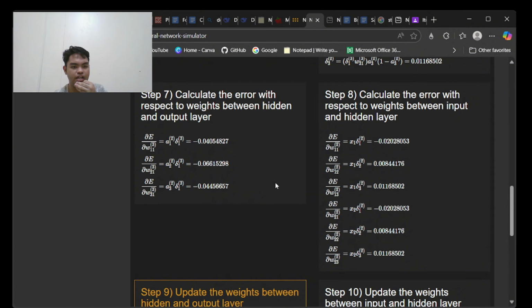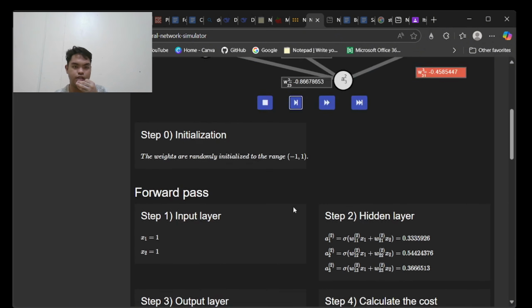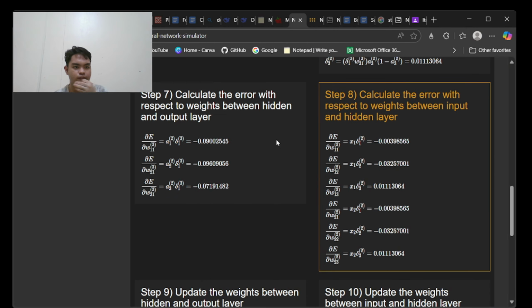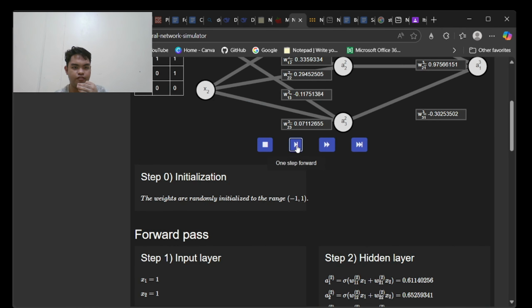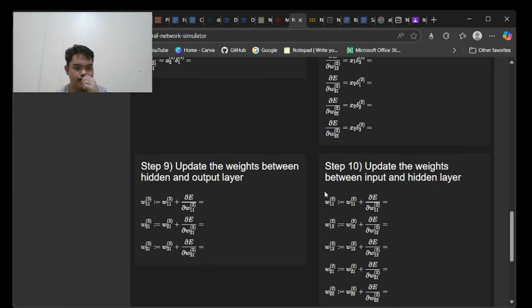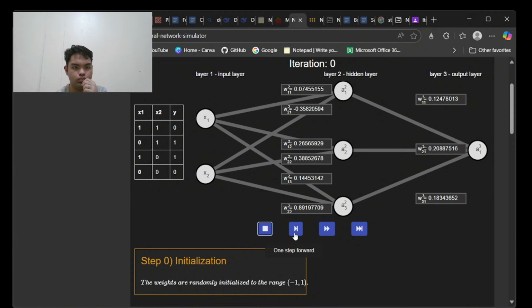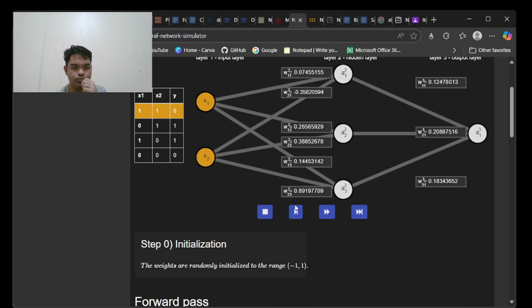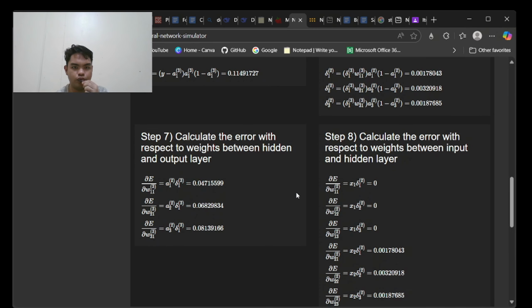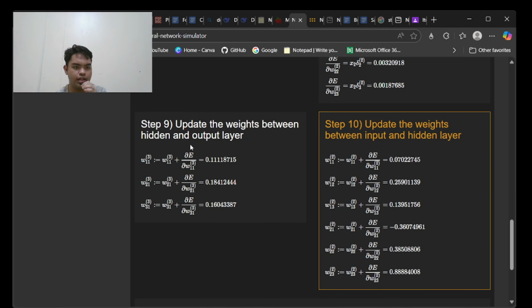Now let's go to step 9 and step 10. First, we do iteration 1. Calculate the error with respect to the weight, and update the weights between the hidden and input layers.